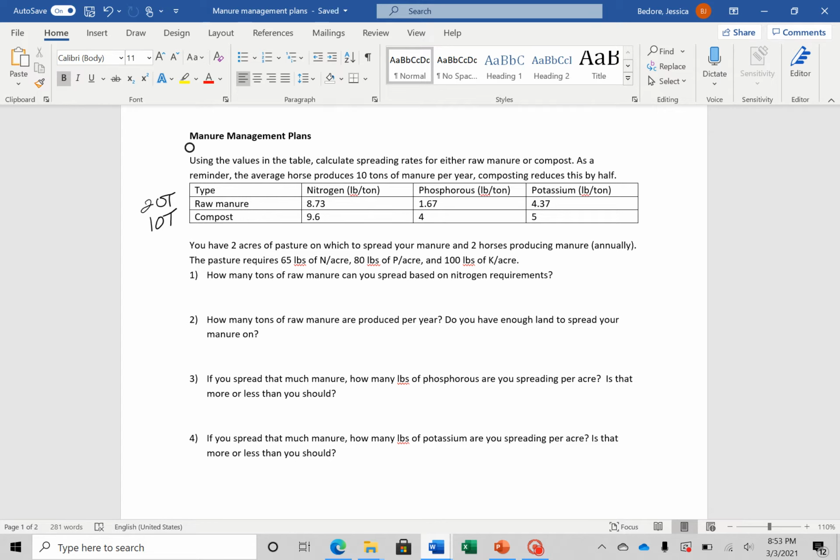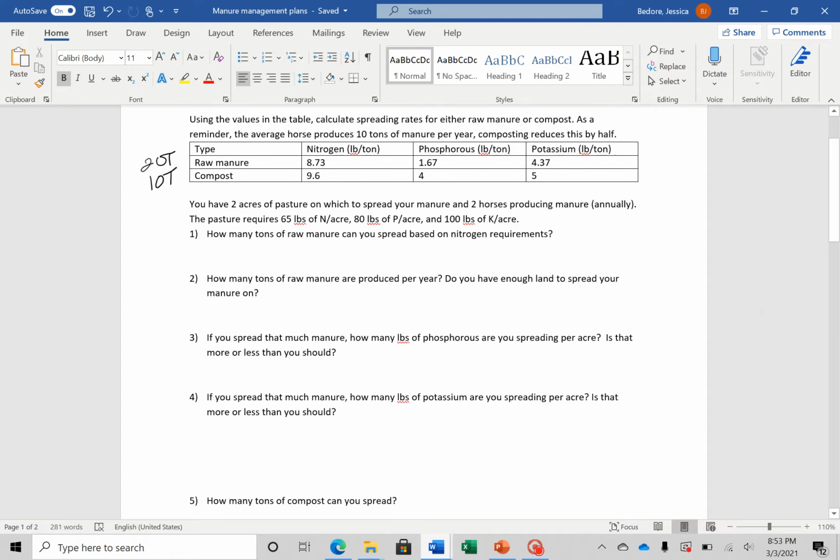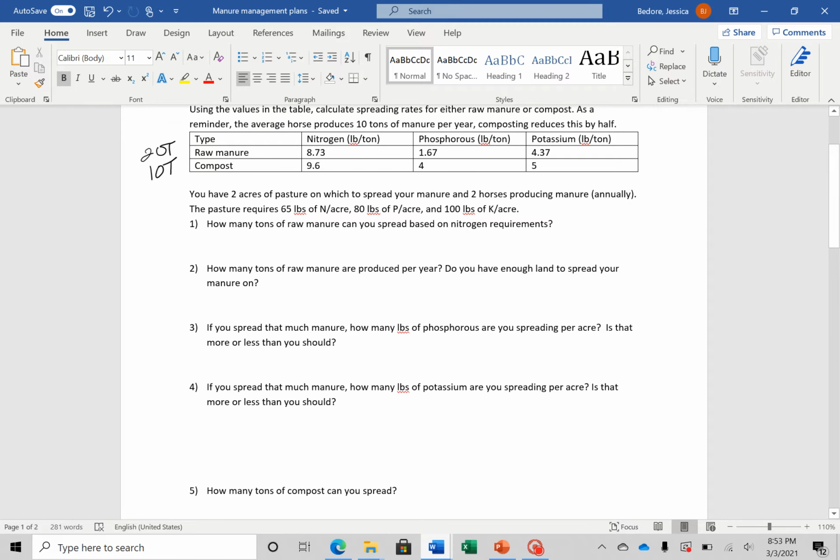I'm giving you, in this example, 2 acres of pasture on which to spread the manure annually. And I'm telling you that you did a soil analysis, and it's telling you that you need 65 pounds of nitrogen per acre in order to amend the soil for good forage growth. So the first question I'm asking you is, how many tons of raw manure can you ethically spread on your pastures?